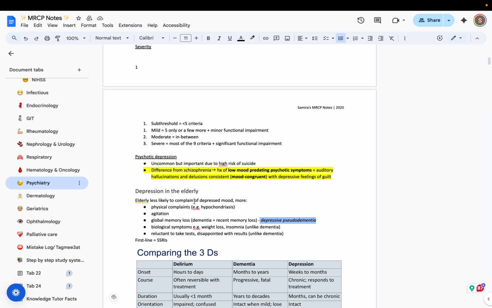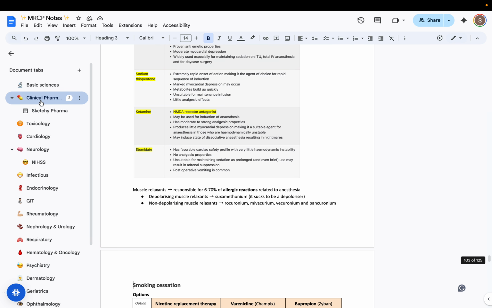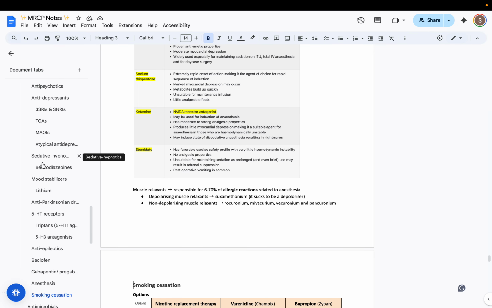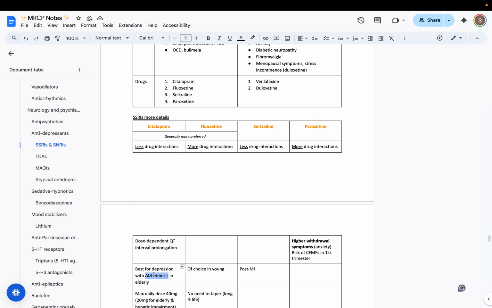First line for depression in the elderly is SSRIs. Let's try to remember what SSRI. I think it was citalopram. Let me check. Yeah, it's most probably citalopram. That's for depression with Alzheimer's in the elderly.